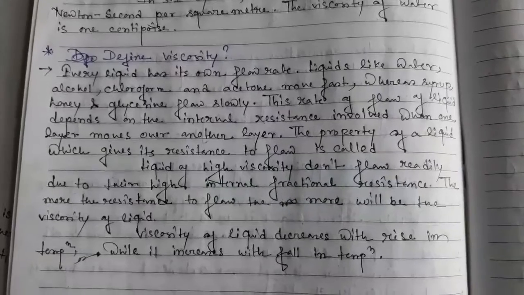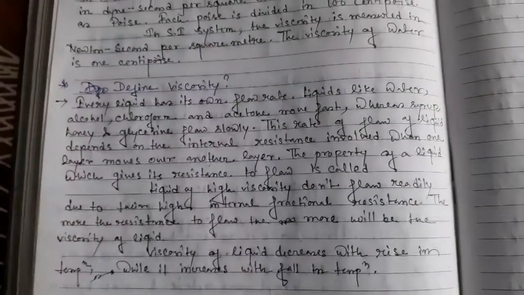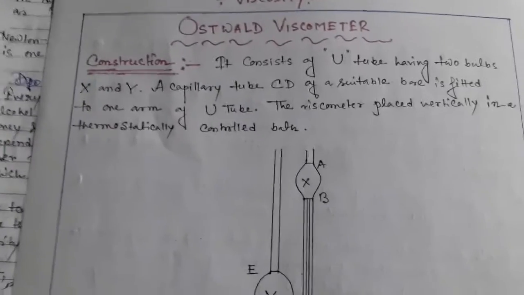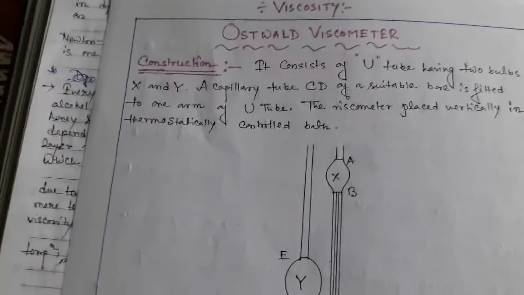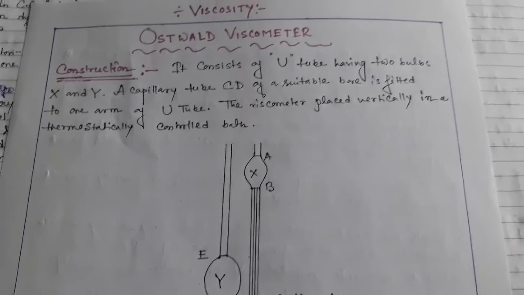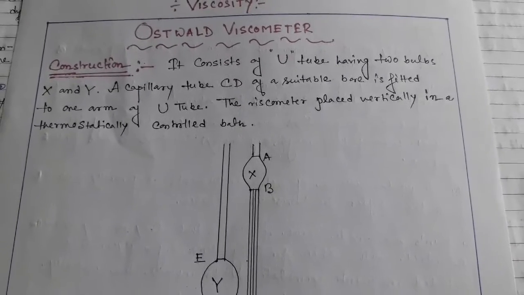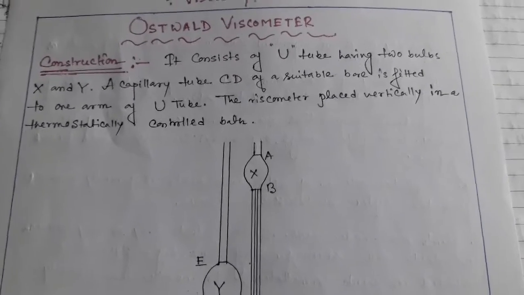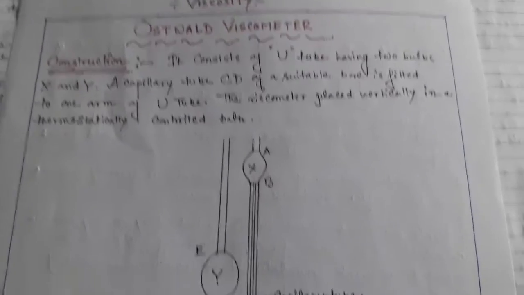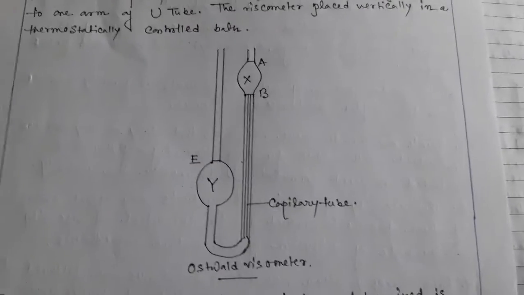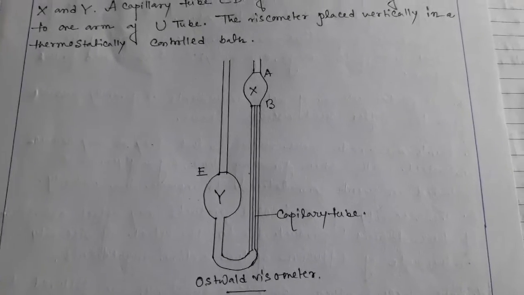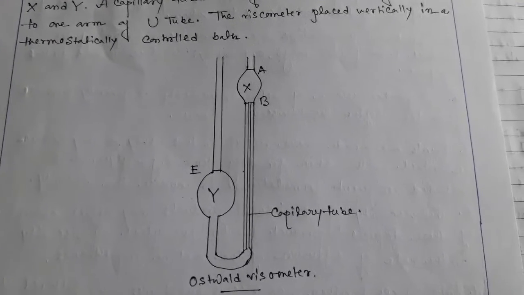And the last part is very important, the determination of viscosity by the Ostwald viscometer. You should perform this in the practical also. This type of practical is very important, Ostwald viscometer, and it is already present in your syllabus. So how do you determine the viscosity by the Ostwald viscometer? First of all, guys, you have to see this diagram. This is one type of Ostwald viscometer.